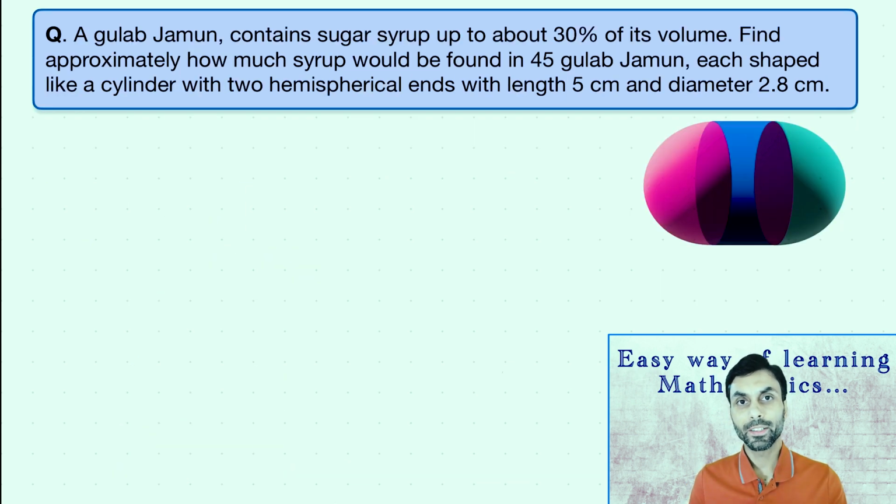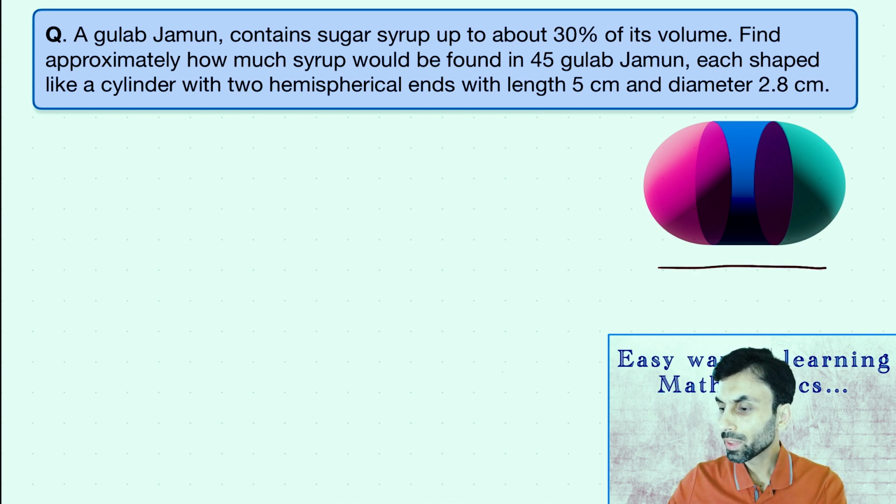The next question is, a gulab jamun contains sugar syrup up to about 30% of its volume. Find approximately how much syrup would be found in 45 gulab jamun, each shaped like a cylinder with two hemispherical ends with length 5 centimeter and diameter 2.8 centimeter.